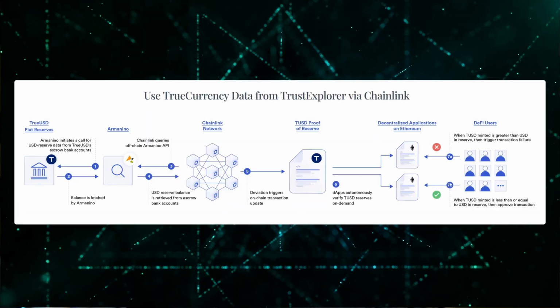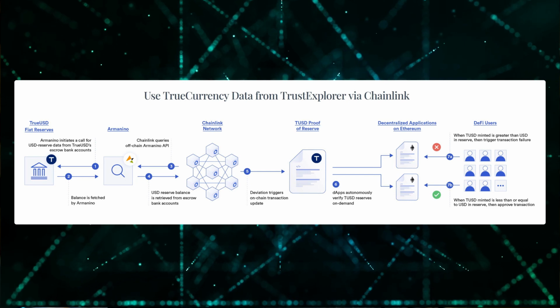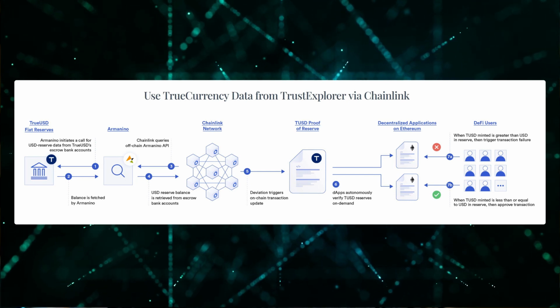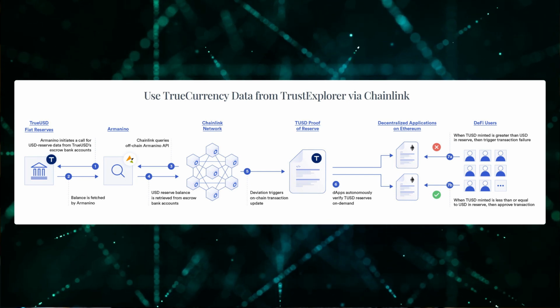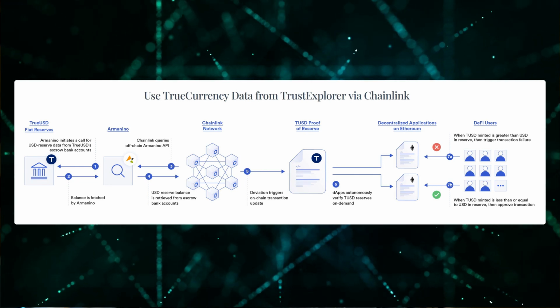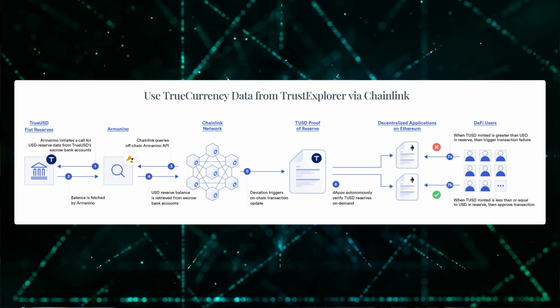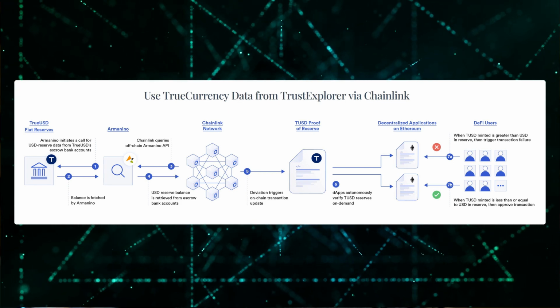BUSD has monthly attestations that show they have dollars in the regulated accounts at the end of every month. And TUSD has real-time audits by Armanino, which keeps an eye on the balance of the reserve accounts and then uses Chainlink oracles to update the TUSD proof of reserves, which can be seen on-chain. That's actually pretty cool. A third party that has access to see their accounts, and then they use a well-known oracle to bring that info on-chain.